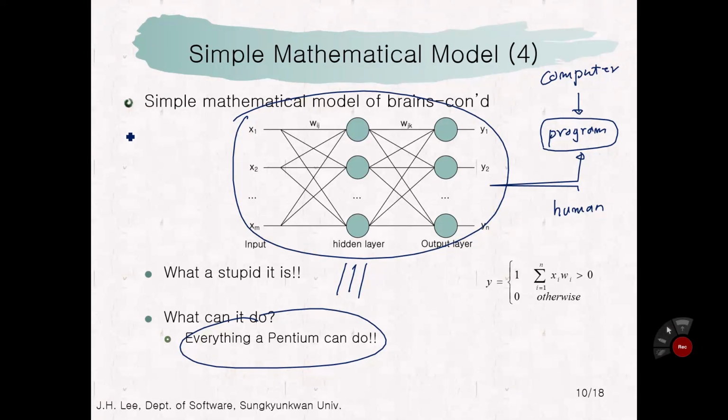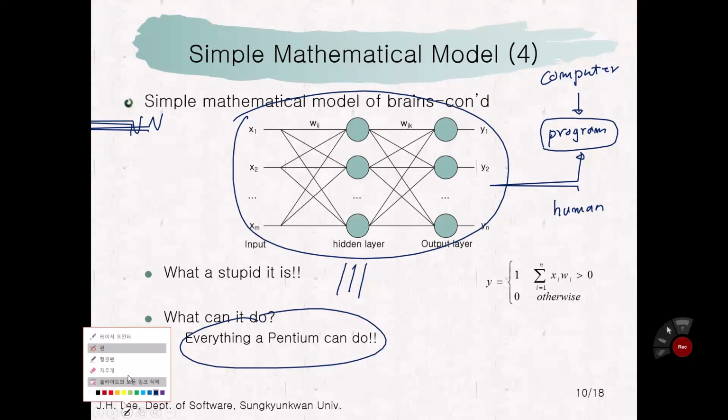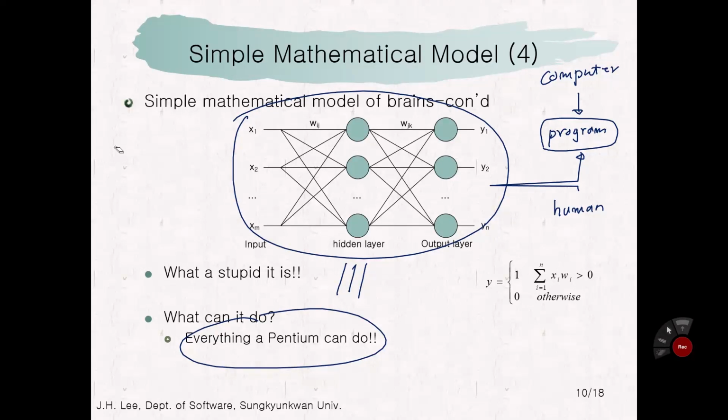But in the case of a neural network, I said a neural network is also a computer, a different kind of computer, because computer and neural network are equivalent. We may say that a neural network is another type of computer. Then what do you think? A computer needs a program to work. Will the neural network need a program also?